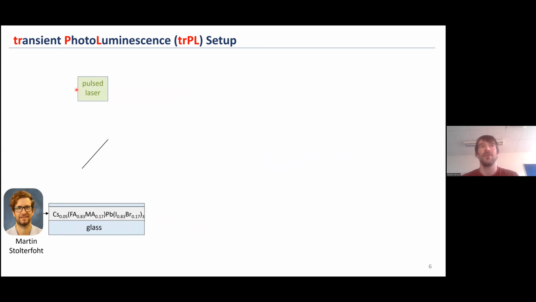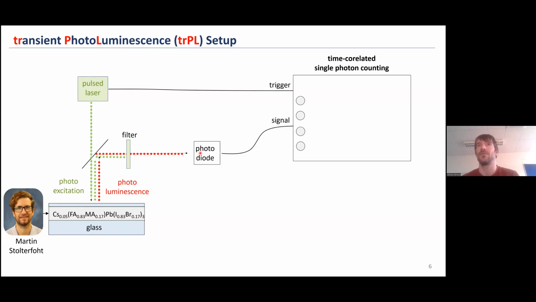What we do with this is measure transient photoluminescence, trPL, or also time-resolved photoluminescence. It's basically the same, just another name for it. What you do there is you have a pulsed laser, you shoot your laser beam onto the sample, you photoexcite it. The photoluminescence comes out, you block the laser light with a filter, and then you go into, for example, a photodiode, and you can do time-correlated single photon counting, and you measure the photoluminescence decay. So it's the photoluminescence amplitude over time, and it decays.